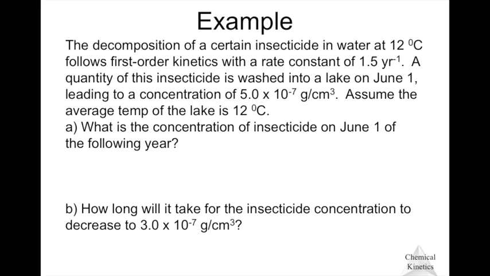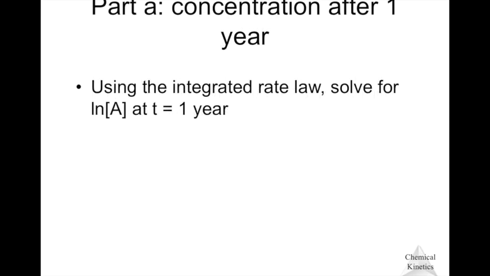We want to figure out what is the concentration of this insecticide after a year, and then similarly, how long will it take for that insecticide to fall to a certain concentration? In this case, 3.0 times 10 to the minus 7. So how do we do this? Okay, again, we know this is first order, so we can use our first order integrated law.